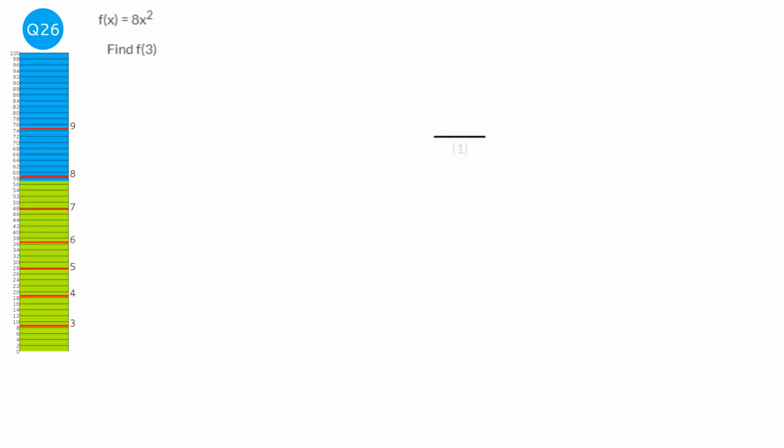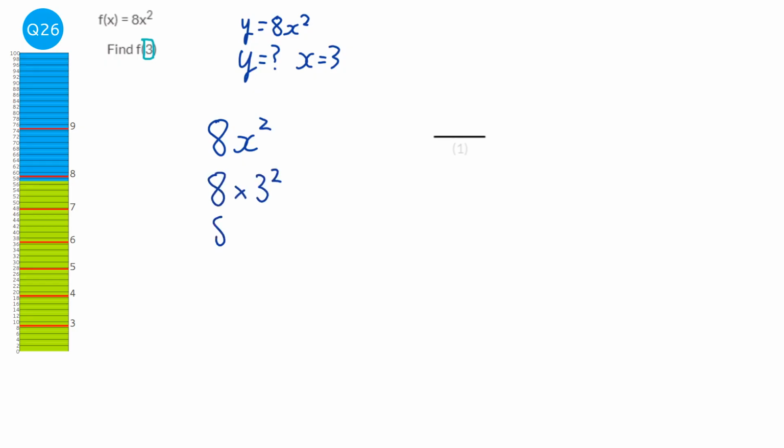This question is the same as questions you get where you've got y equals 8x squared and you're asked to find what y is when x equals 3. The questions are exactly the same, but instead of y we write f of x, and this is saying that the function is 8x squared and we want to feed in the 3 into the function. So it's going to be 8 times 3 squared, and 3 squared is 9, and 8 times 9 is 72, so the answer would be 72.